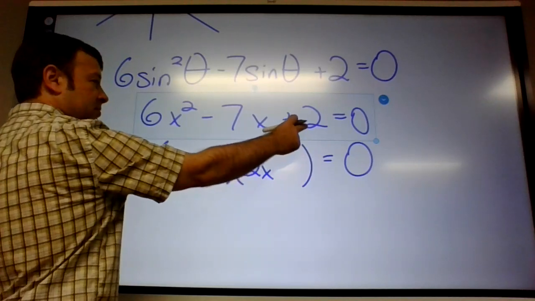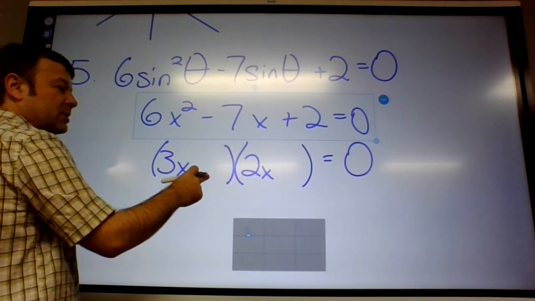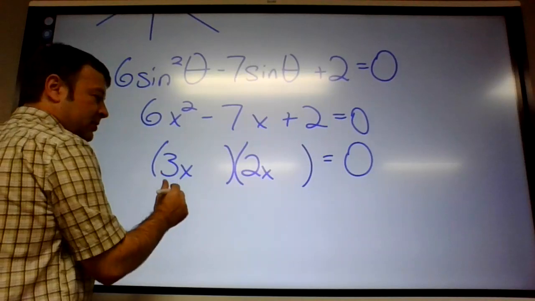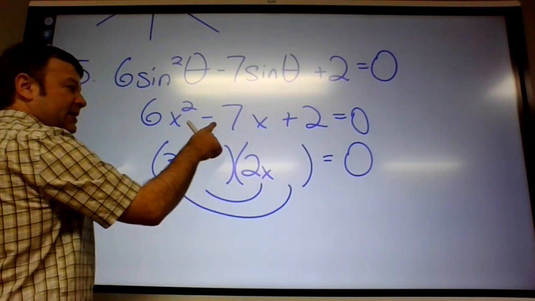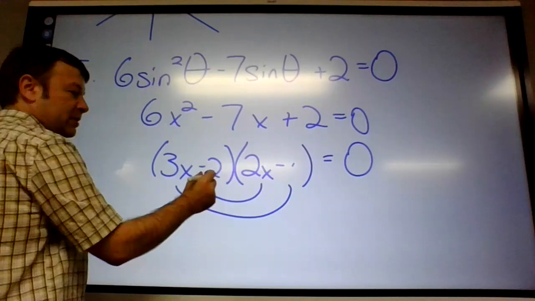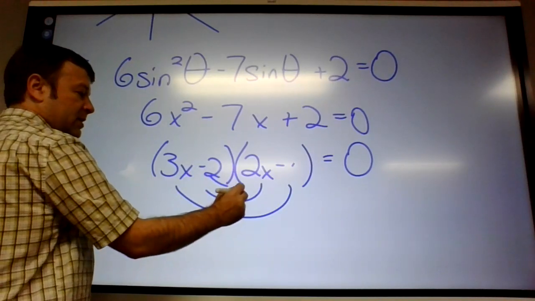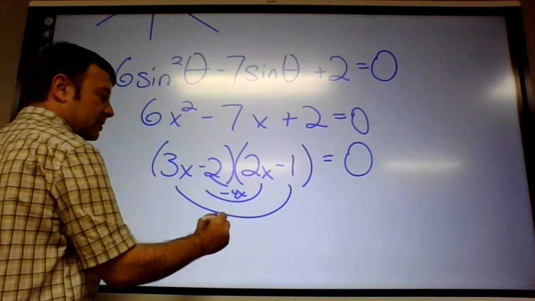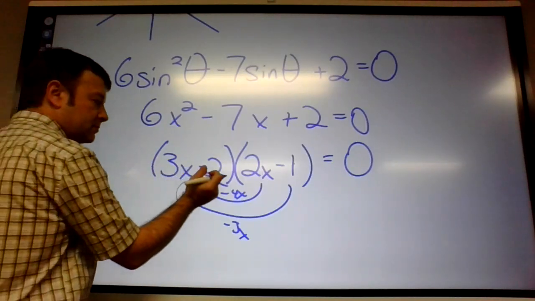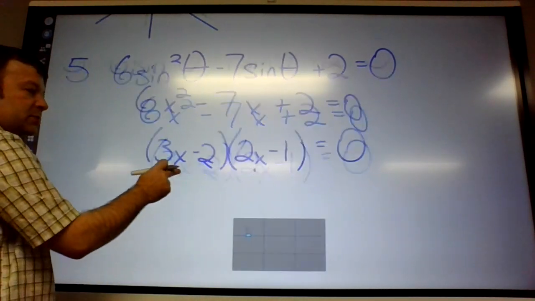What goes into 2 is 2 and 1. We have to manipulate it in a way so that the outside inside adds up to -7. If I put a -2 and a -1 here, this makes -4x and -3x, which makes -7x. Okay, so this is right.